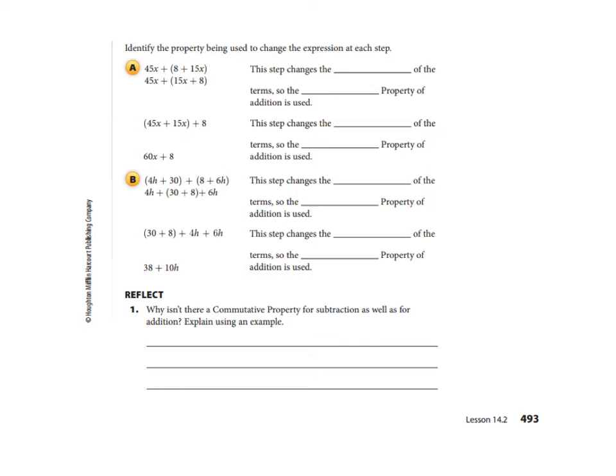So it says to identify the property used to change the expression each step. So go ahead and try to figure out which properties for A and B, and also answer the reflection question number 1. And then unpause this when you're ready to check how you did.